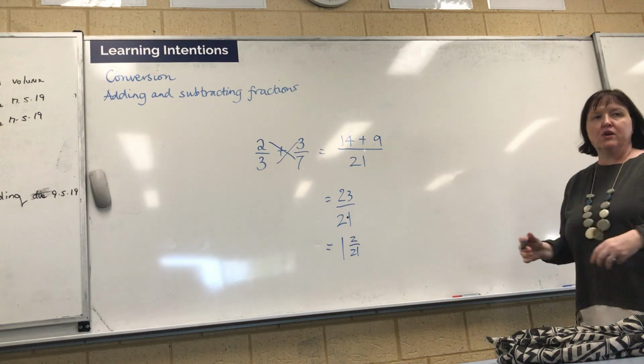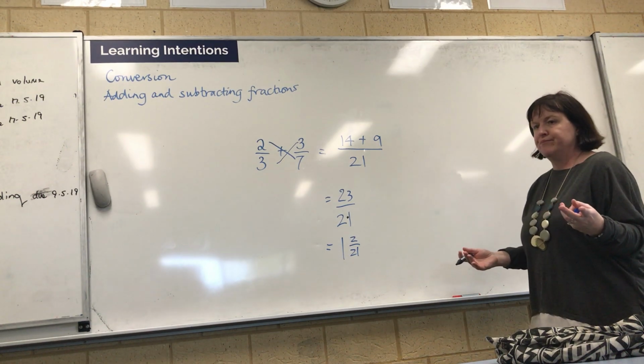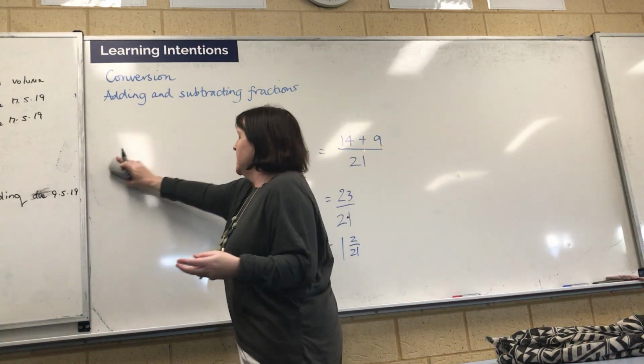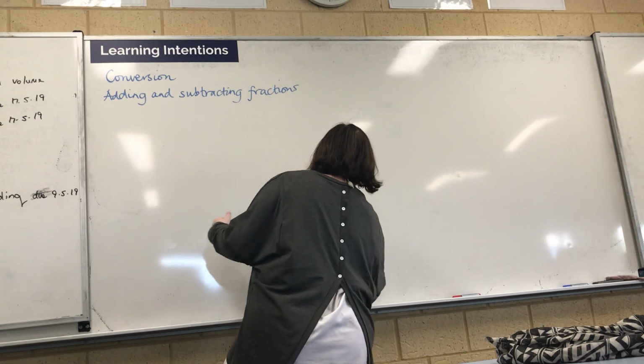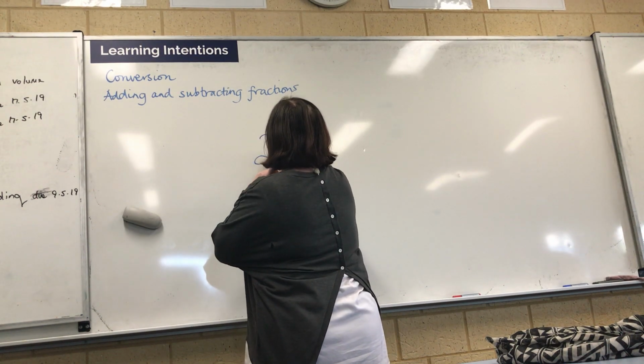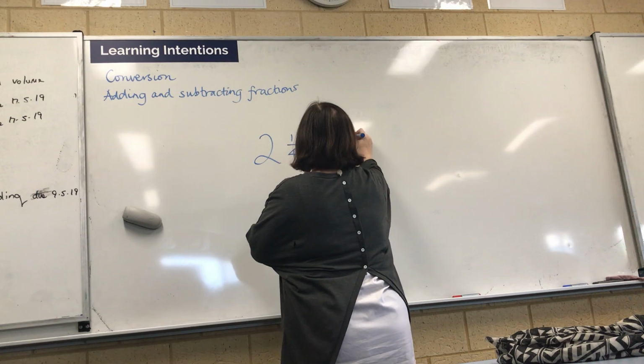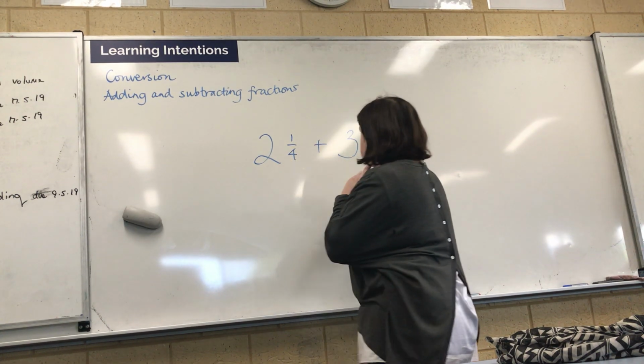Now, if we were going to throw some mixed numbers into the mix, let's have a look. So say you've got 2 and a quarter add 3 and 3/5.